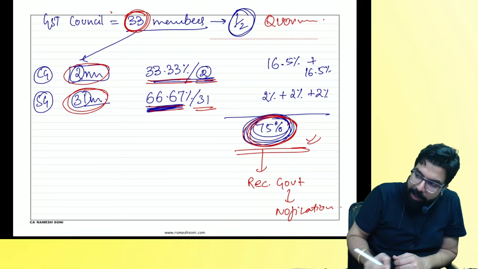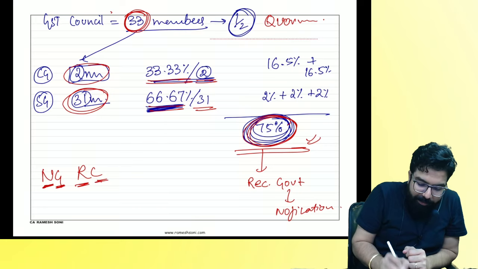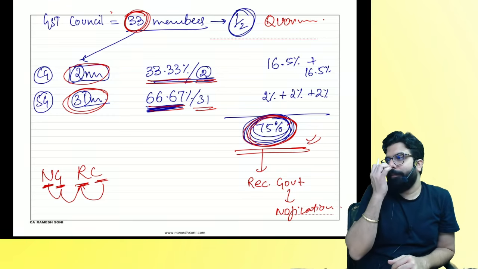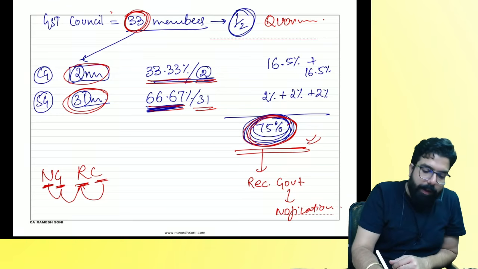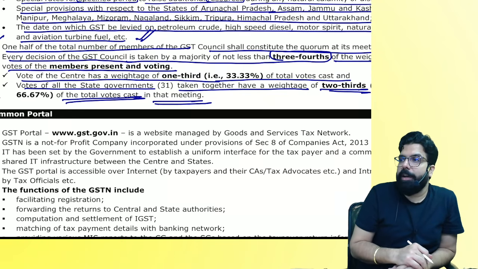Are we all clear till here? I always tell it NGRC. Notified by the government on the recommendation of the council. The council will recommend, the government will notify. Can I go ahead, everyone? Now, see here. This point is clear. Are we all clear till here?